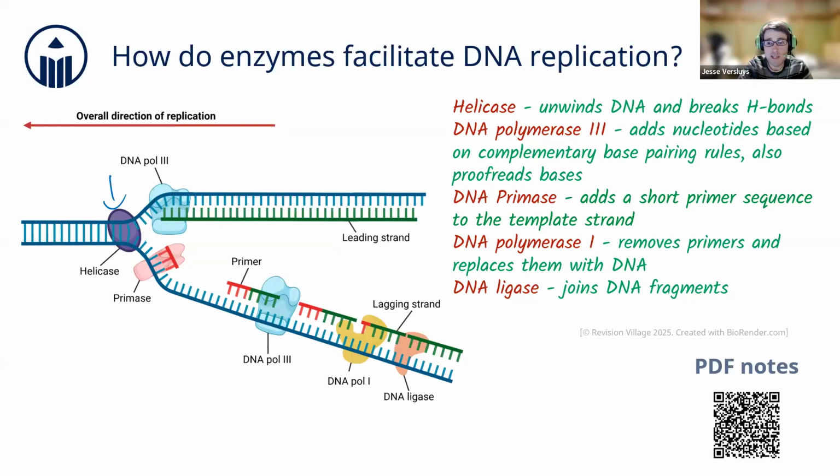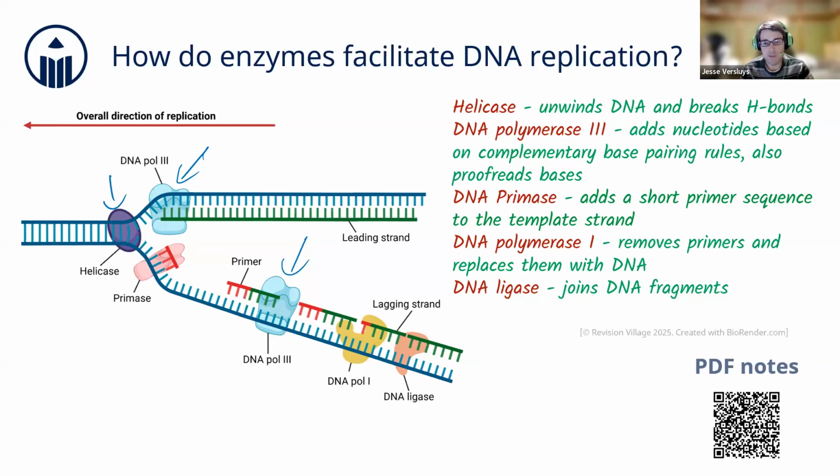We also have DNA polymerase 3. So DNA polymerase is seen on both of the strands. Here's one, here's another. And it can be shown in many different ways. You'll see it in different colors, different sizes, different shapes, but it all represents the same enzyme. And DNA polymerase 3 is the one that actually adds the nucleotides to the template strands to form the complementary strand with base pairing rules or complementary base pairing rules.